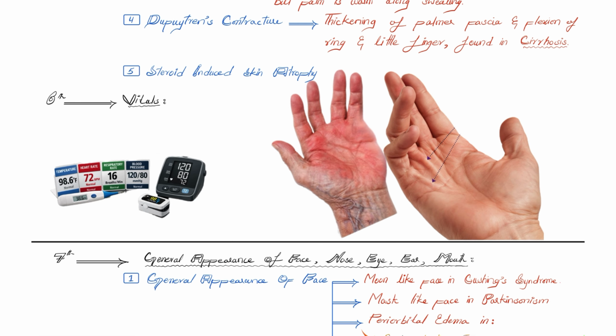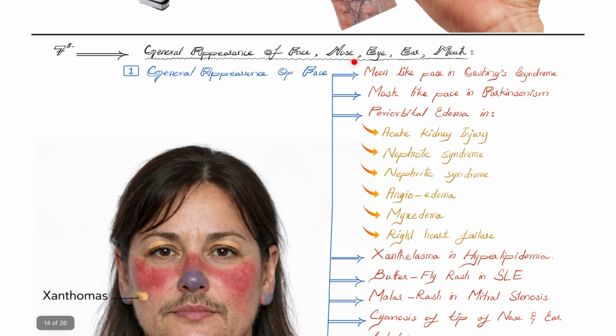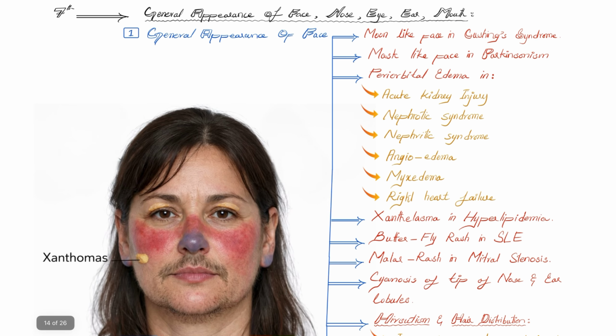The seventh component of general physical examination is the general appearance of face and then abnormal findings of nose, eyes, ears, and mouth. So let's discuss the general appearance of face. What does the general appearance of face tell us? Moon-like face is found in Cushing syndrome, mask-like face in Parkinsonism, and if you find periorbital edema, it can be because of acute kidney injury, nephrotic syndrome, nephritic syndrome, angioedema because of anaphylaxis, myxedema because of hypothyroidism, and right heart failure.